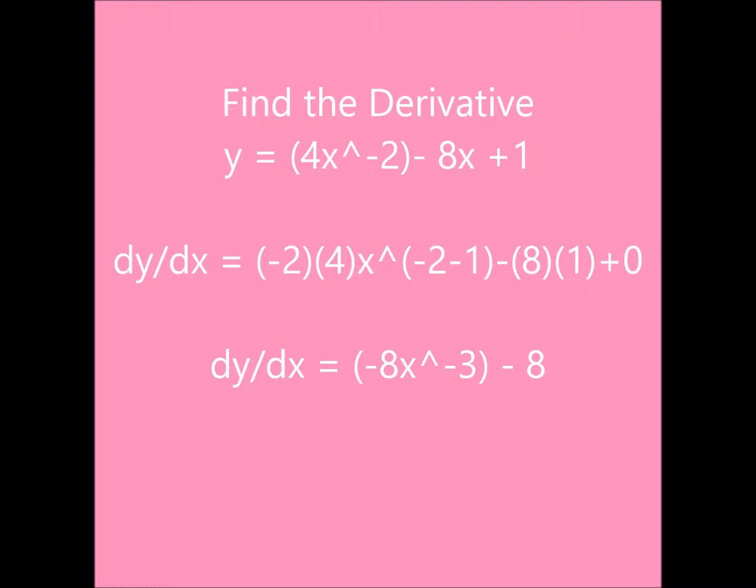Then you use the constant multiple rule to derive negative 8x, and you get 8, and then the derivative of 1 is 0. Then you subtract, and you get dy dx to equal negative 8x to the negative 3 minus 8.